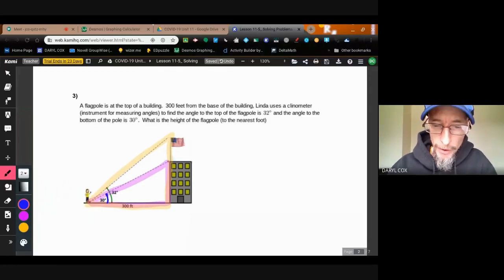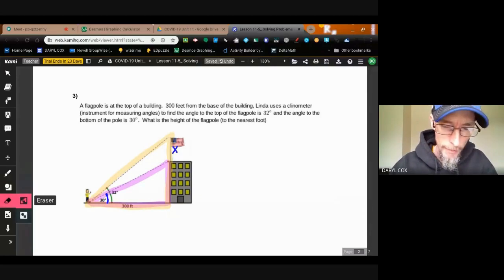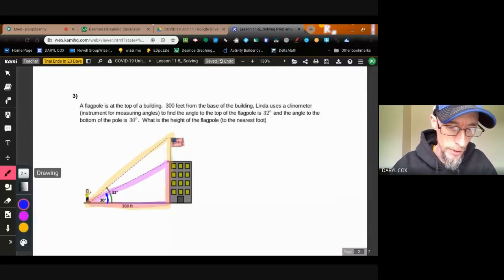So looking at what I have, I'm going to read my problem here. She uses a clinometer, which is an instrument for measuring angles, and find the height of the flagpole. Find the top of the flagpole, the angle to the bottom. What is the height of the flagpole? So we're looking for the height of the flagpole. So I'm going to mark that as my X. Instead of using X, I'm going to use a different letter. I'm going to use F for flagpole.